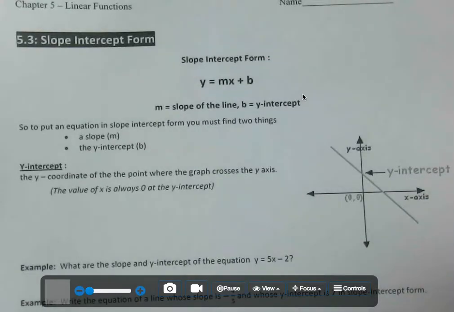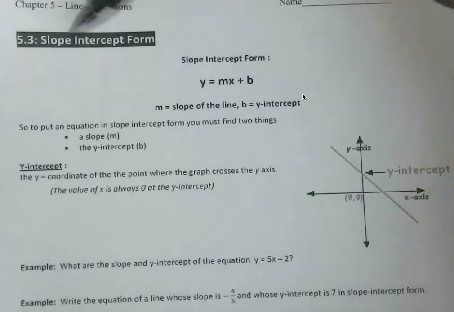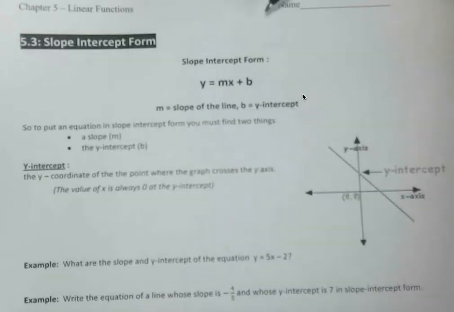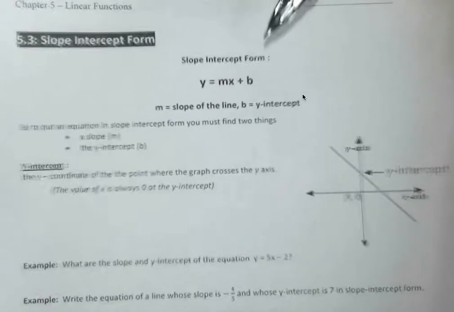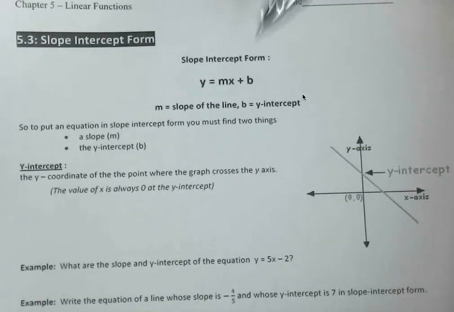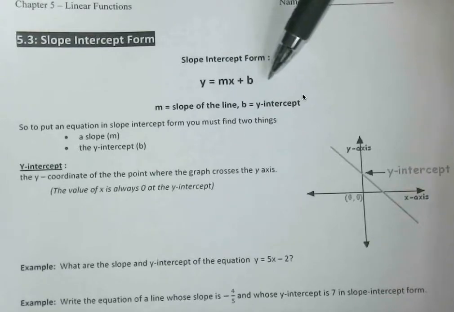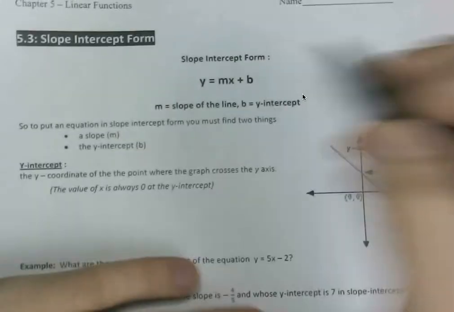Welcome back to 5.3, taking a look at slope-intercept form. Super crucial and pivotal Algebra 1 topic that comes up in Algebra 2 and definitely in Algebra 1. We've already seen equations that look like this where we have y equals mx plus b. So let's fill in the blanks as far as what each little thing means.